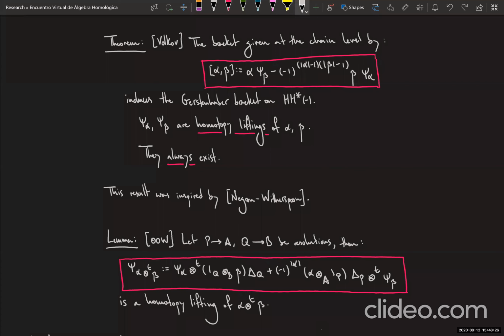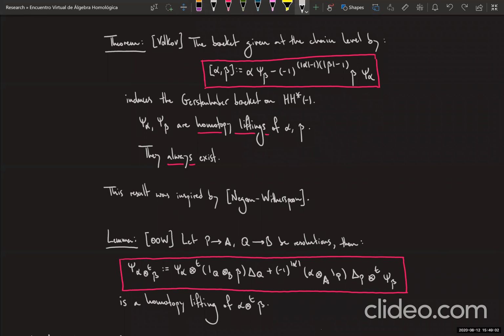Moreover, Volkov proved that for any resolution and for any diagonal and for any cocycle, these homotopy liftings always exist. Given the technical conditions that I have not given you, which are very restrictive, the fact that these homotopy liftings exist is rather surprising. But Volkov did not stop there. He also proved that this induces the Gerstenhaber bracket in cohomology, which is absolutely fantastic and extremely powerful.